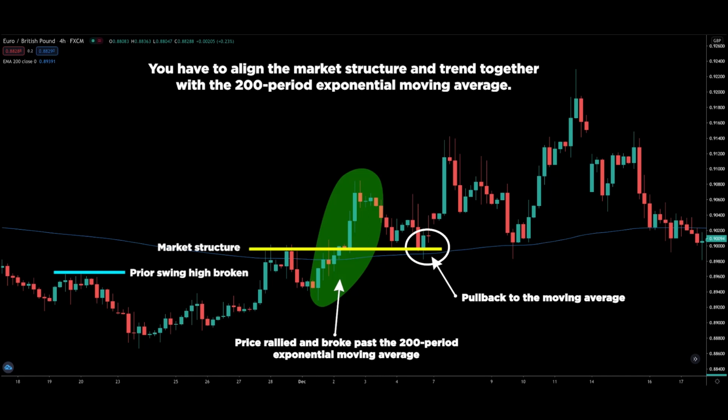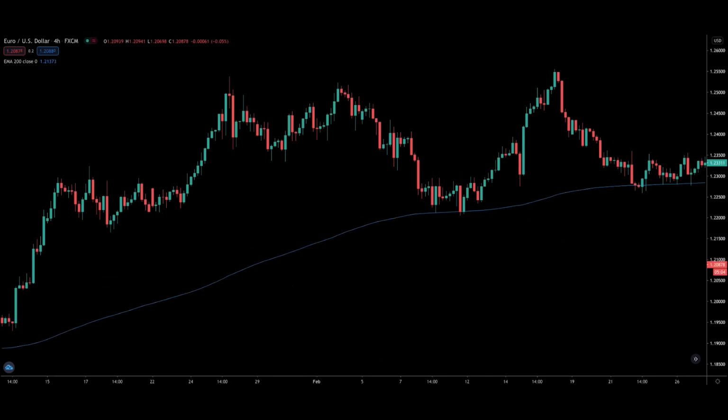You have to align the market structure and trend together with the 200-period exponential moving average. You do not blindly trade every time the price hits the 200-period exponential moving average. You need to understand the market context. So let me show you another example to illustrate this.